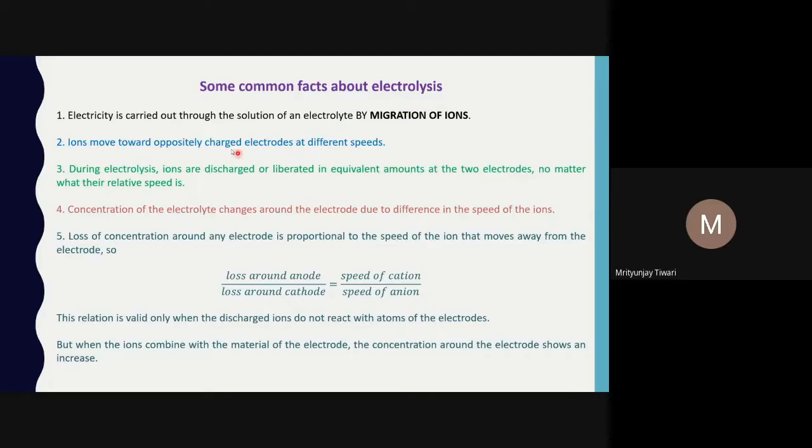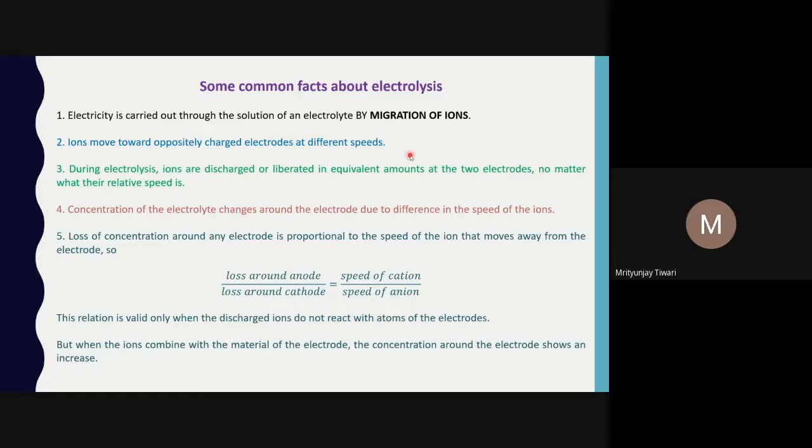So ions move toward the oppositely charged electrodes at different speeds. This is what I have just explained. And why the different speeds? Because the masses of the ions will be different, and also they may have different charges. Based on the charge they will experience an electrostatic force, and the force divided by their mass will be the acceleration, and thus their speed will be different. Even if the force is constant and they have different masses, the acceleration will be different, so they will acquire different speeds.